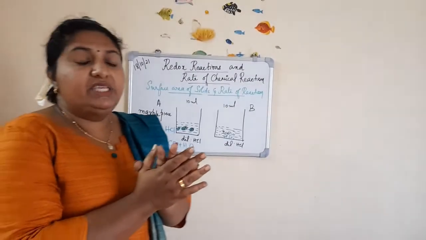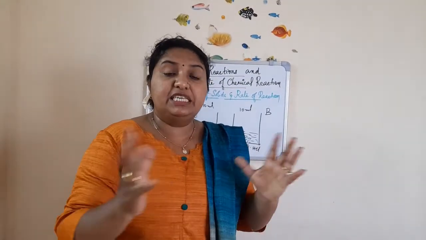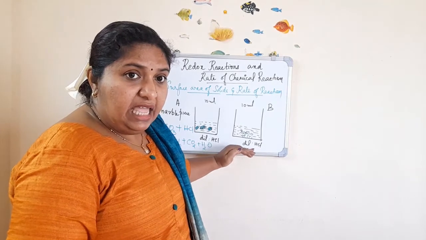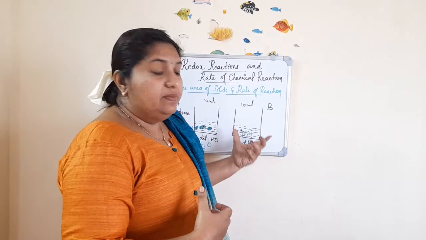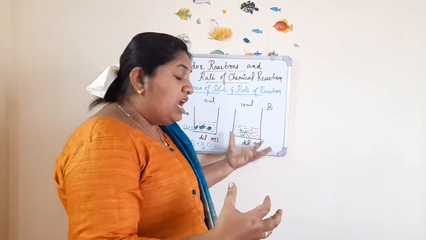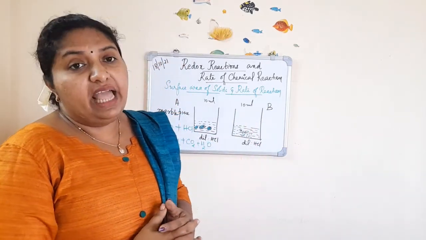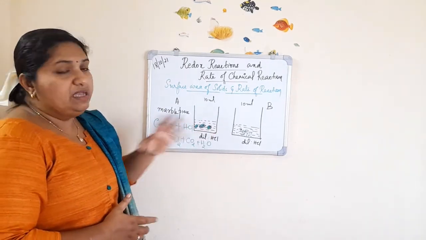So what is the theory behind it? As we powder or crush something, the surface area of that solid increases. These acid molecules have more affinity towards the powdered particles because the surface area is more, so the marble powder comes easily in contact with the acid molecules and the reaction takes place faster than with the big pieces of marble.